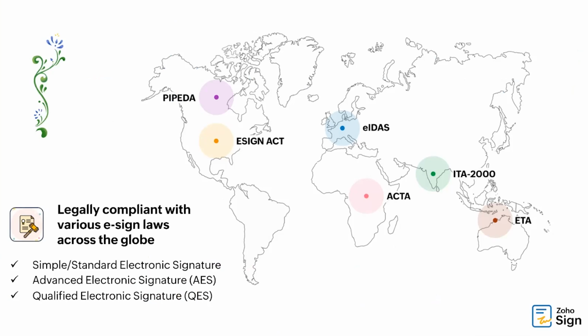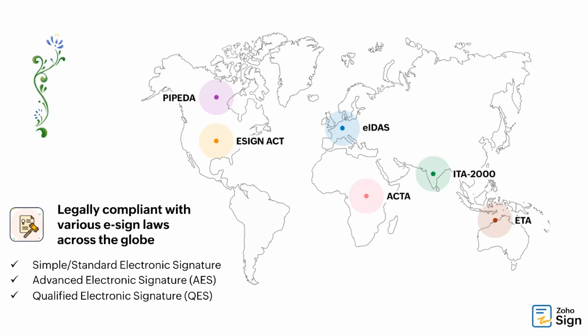Zoho Sign complies with the majority of regional and international e-sign legislation, encompassing PIPEDA in Canada, the e-sign Act and UETA in the United States, eIDAS in the European Union, the Information Technology Act of 2000 in India, and the Electronic Transactions Act in Australia and other Southeast Asian nations.